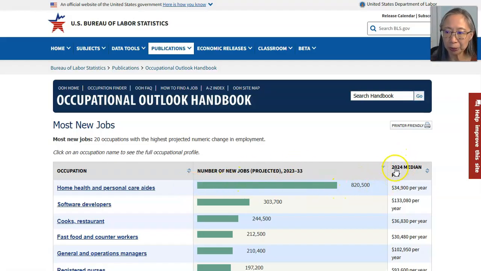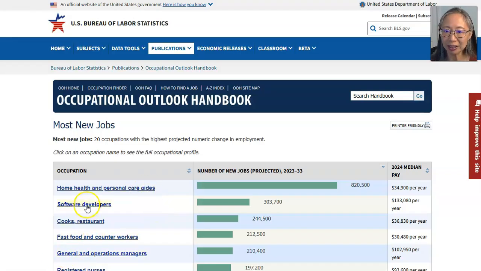And they also included the median pay. Median means that half the people working the job will make less money than this number, and half the people will make more. So for home health aide, half the people working as home health aides will make less than $34,900, and half the people will make more than $34,900. Home health aides outnumber any other occupations that may not be your chosen career.